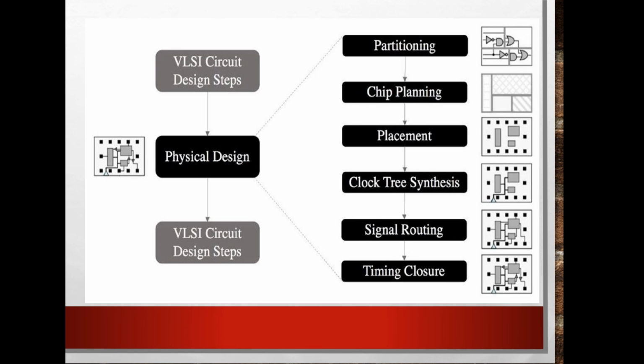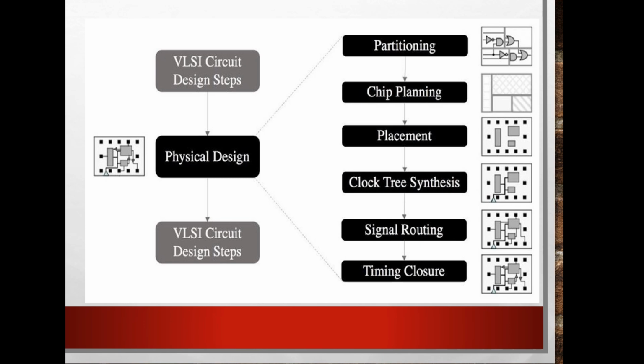And then finally signal routing. You will be connecting all the components, since there must be some interdependence amongst them. That is referred to as signal routing. And then finally we'll end with timing closure. After you have done your placement, clock tree synthesis, and signal routing, we'll do timing closure: in terms of timing, how my circuit is operating, how my design is operating, that we need to understand.